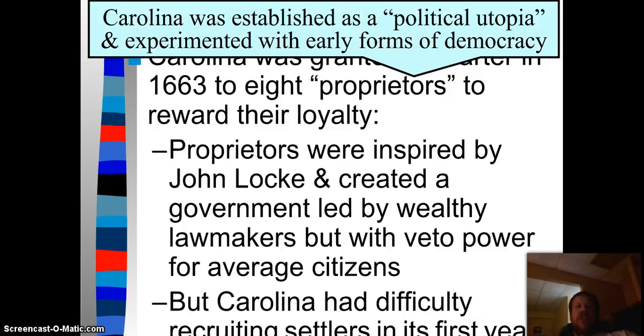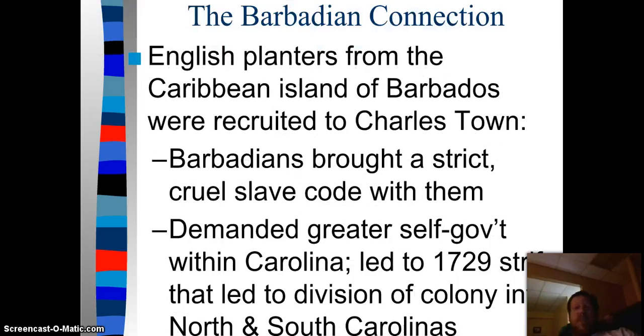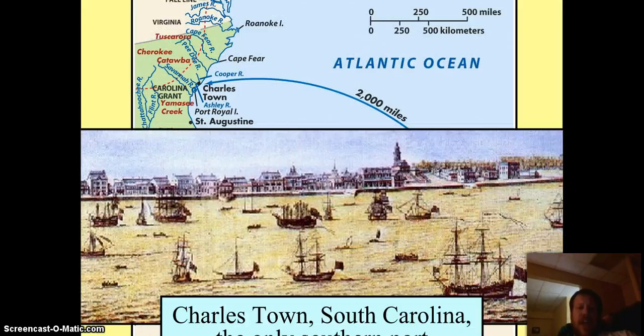So really, it's the first time you kind of see that power being in the hands of the regular people as well. But Carolina really struggled. They had a lot of problems bringing people over. Really, it was English planters from the Caribbean who moved to the Carolinas that really made things work. They brought a really strict slave code with them, and that really led to the North and South Carolinas, with South Carolina being a little more strict, North Carolina being a little less strict. So kind of here is Charlestown, the only real true southern port, now today called Charleston. So you kind of see where it is right here. It's that link, if you will, to the Caribbean.